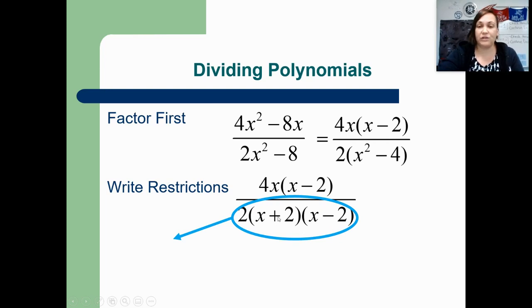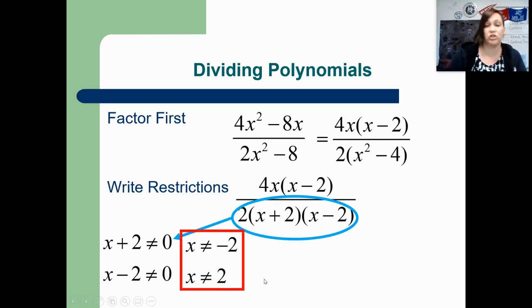So I'm just going to take my 2 parentheses, and that's where I'm going to get my restrictions. And so I will end up with 2 restrictions since I have the letter x written twice. And we basically just set them both not equal to 0, and then we solve. So x plus 2 can't be 0, x minus 2 can't be 0, and then we solve each of those. And so my 2 restrictions are that x cannot be negative 2, and x cannot be positive 2.